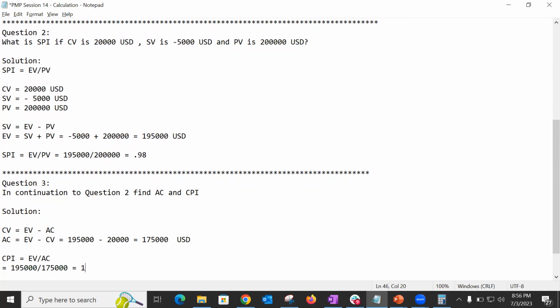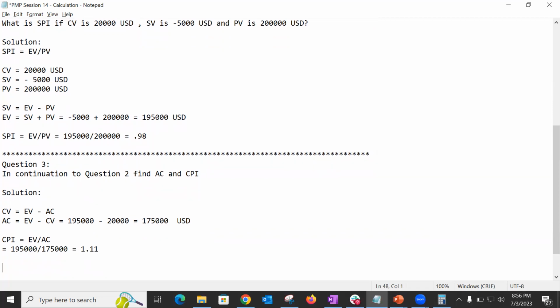So 1.11. Is it good or bad? I will say it's pretty good. Anything more than one is always good for a CPI or SPI, which means that we are earning $1.11 for every dollar we are investing in the project. That's a very good cost performance index. That's a very good number.